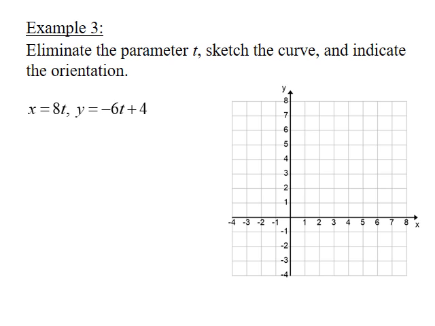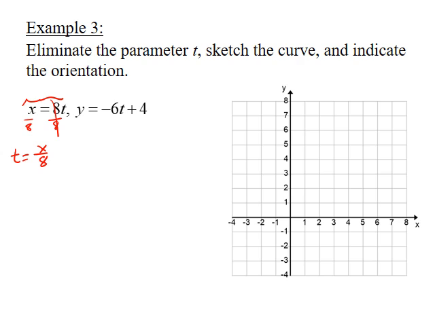Let's try another one here. Now in this case, when we eliminate the parameter, I'm going to choose this equation and solve it for t. To do that, I'll divide both sides by 8. So t is equal to x divided by 8.